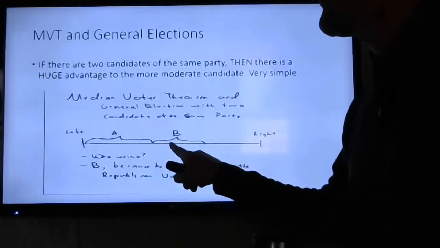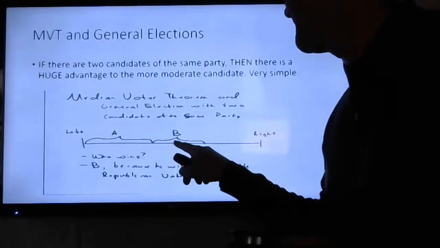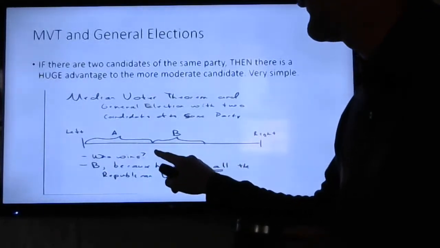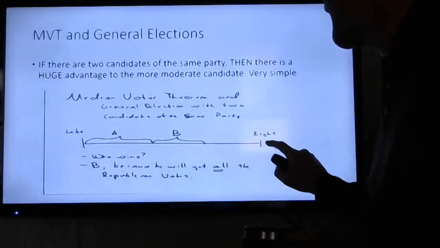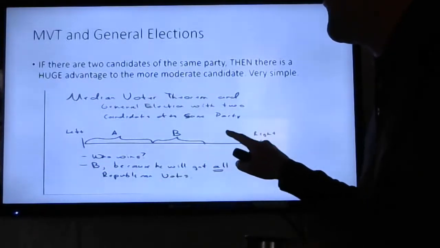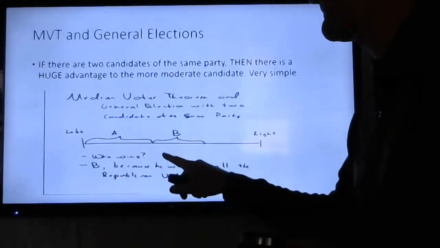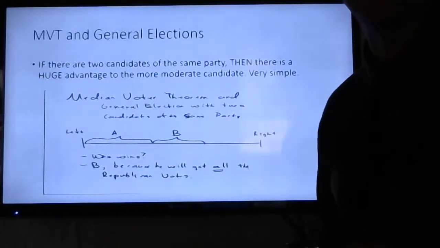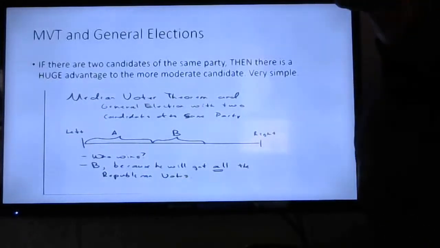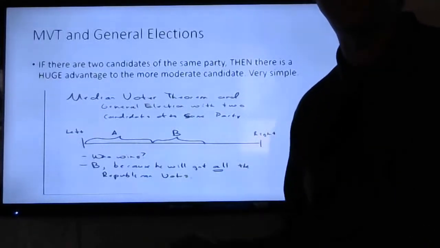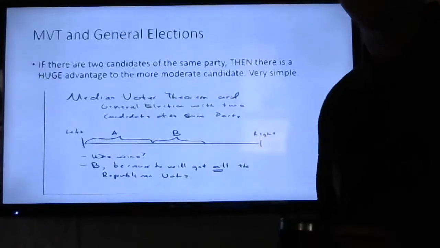So B's sitting here, he's a moderate Dem, he's right here in this happy space. A actually has a little bit more coverage, but what about all these guys? There's no one who's appealing to them. Are they going to pick A or B? Well, they're going to pick B, right? Your moderate Dem isn't going to raise taxes as much, etc. Republicans are going to pick the moderate, and same vice versa, okay?